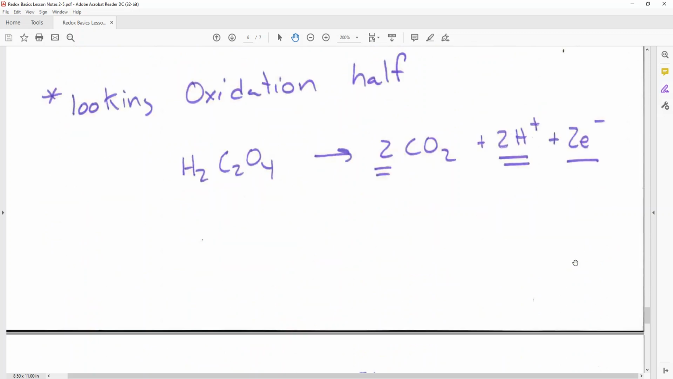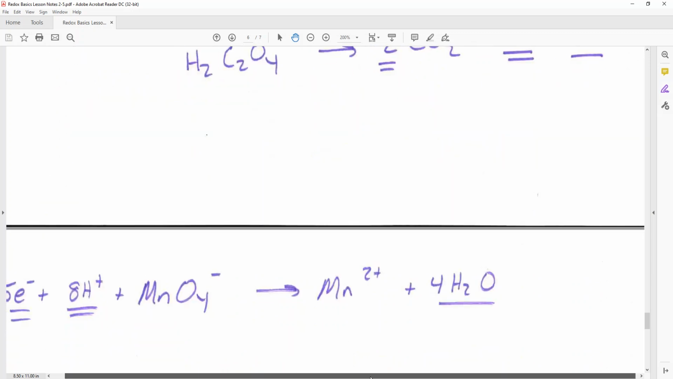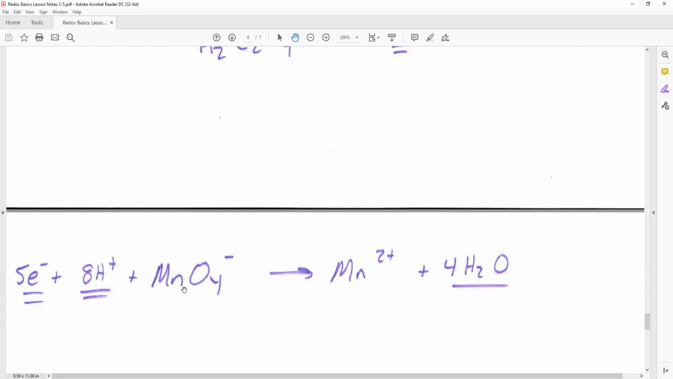Okay, so now let's look at the reduction half reaction. Again, the first step is to balance the manganese. Well, manganese is balanced, so I don't need to do anything. Then we balance the oxygen by adding water. So 4 oxygens, I had to add 4 waters over here to get 4 oxygens. Now we balance the hydrogen by adding H+. By putting 4 waters over here, I have 8 hydrogens, so I've got to put 8 H+ on this side.